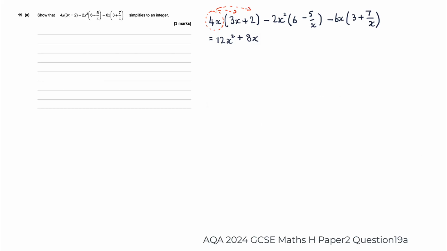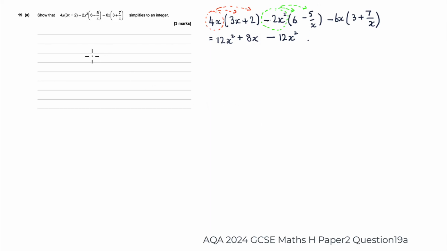Now, second term, let's do round 2. So we've got this negative 2x squared multiplying the 6 and then multiplying a negative 5 over x. So let's tackle the first one. Negative 2x squared times positive 6. Negative times positive is negative. 2 6's are 12, and we've got our x squared.